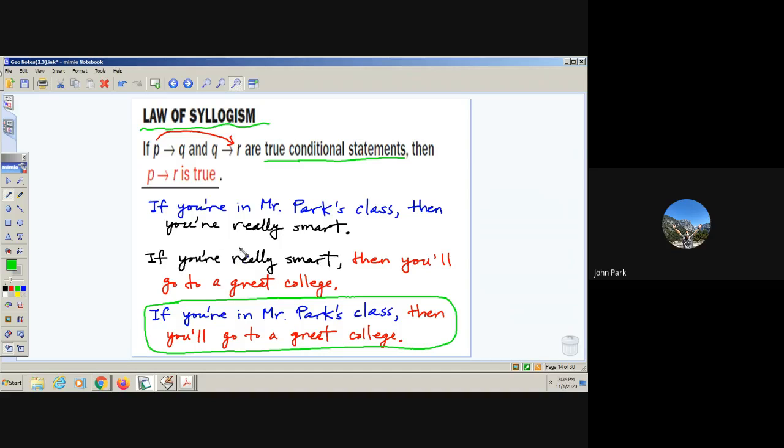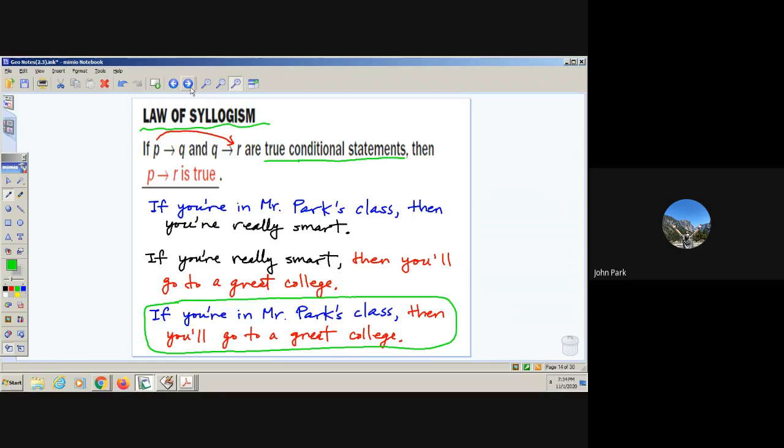You're really smart in the middle, and I can start here and conclude: if you are in Mr. Park's class, I can skip over to the end and conclude, then you will go to a great college, right? So that is another true statement I can say about you, that if you are in Mr. Park's class, then you will go to a great college. And I said that skipping the part about you being really smart. That's using the law of syllogism, when you're making a connection between three phrases by making a jump in the middle, because that's the same thing in the middle.